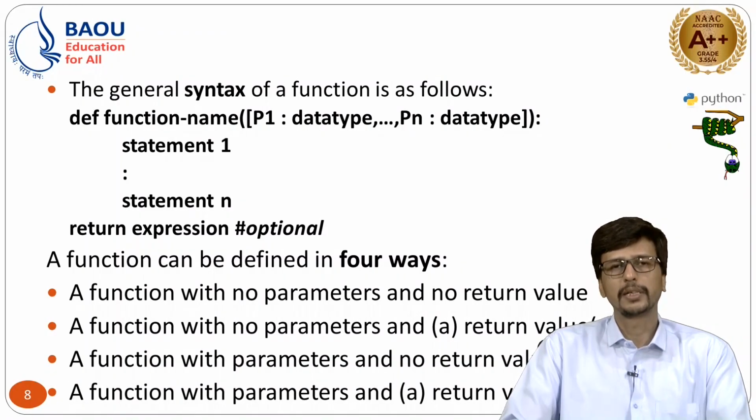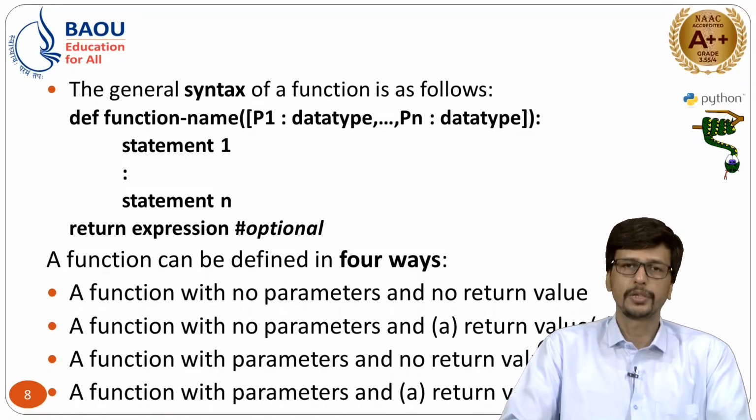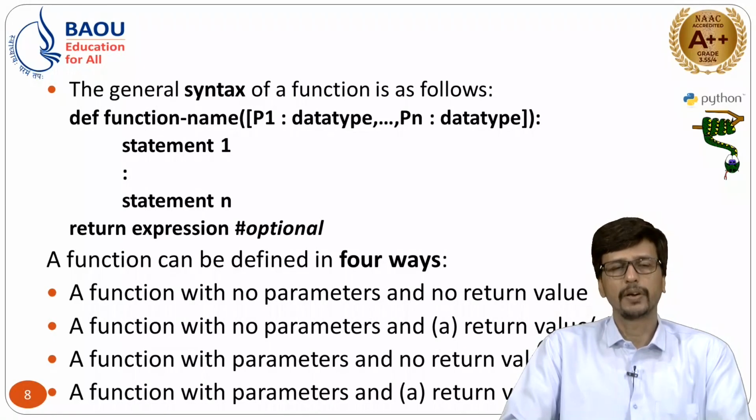You can observe basically 4 fundamental types: a function with no parameters and no return value. That means you are not passing any parameter while defining the function, and the function doesn't return anything, that means the function has no return value. That is the first type. Second, the function has no parameter and returns a value. Third, a function with parameters and no return value, and the fourth is a function with parameters and a return value.